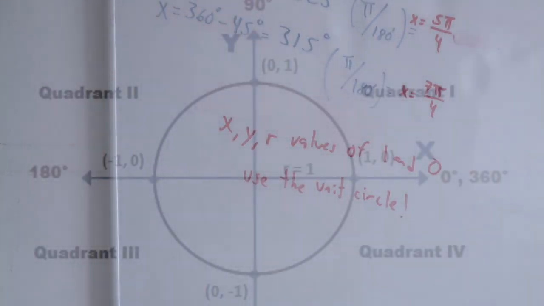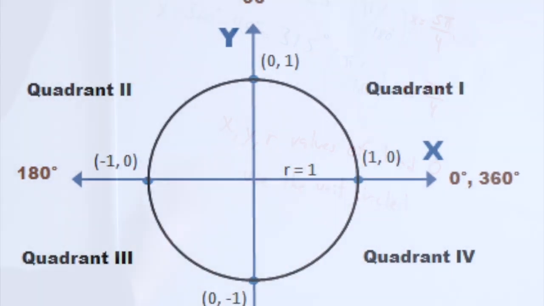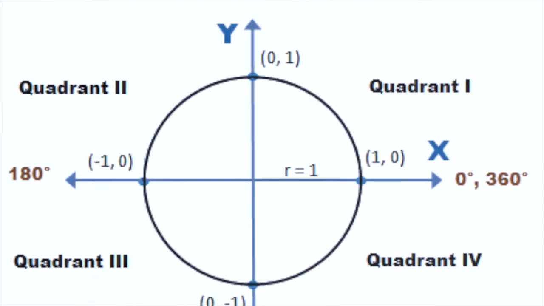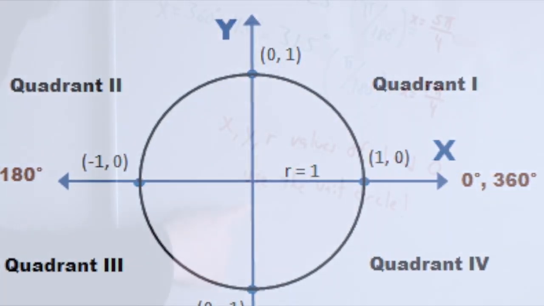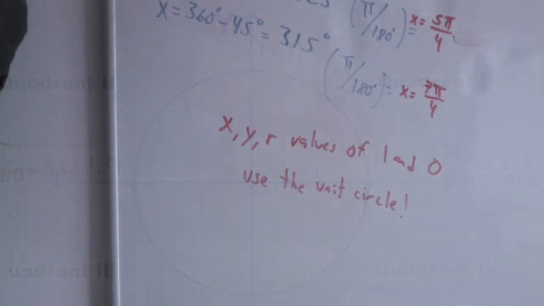And just remember, you have values of x, y, and r. The values are 1 and 0, or the square roots of 3, 2, and 1. Use the unit circle. Remember, use the unit circle.